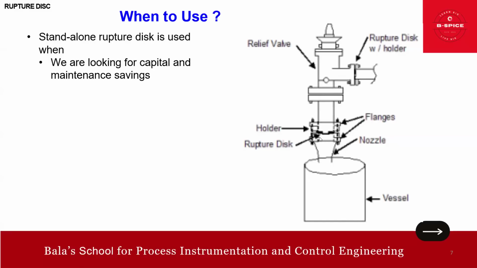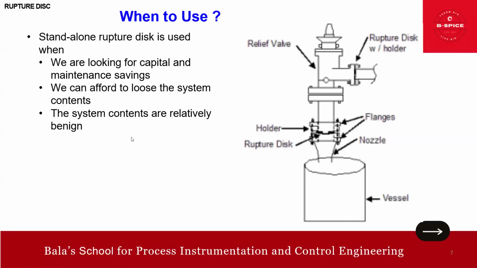We go with this option when we are looking for cost savings, and when we can afford to lose the system content. Meaning the content can go out and it will not harm anything. At that time we can go with the standalone option. And the other option is when the system contents are relatively benign.